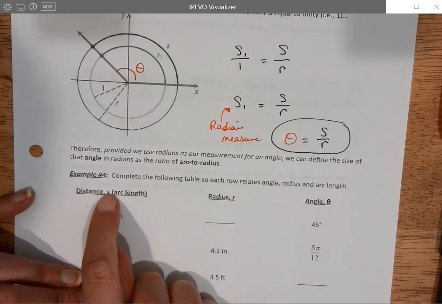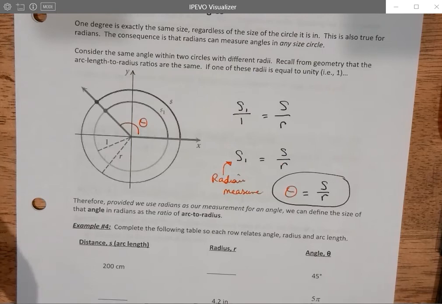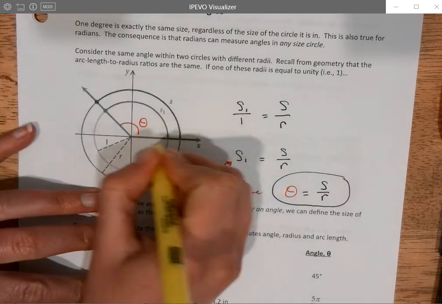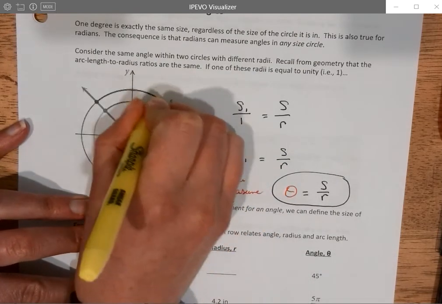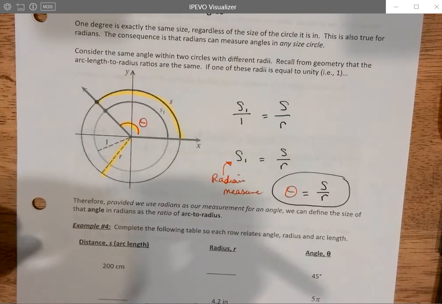Okay, so in example 4, we're going to fill in this table that relates the distance around the arc length, the radius, and the angle. As seen in this picture right here, we have the distance around the arc, our S, we have our angle, and we have our R. We want to relate those three things to each other.